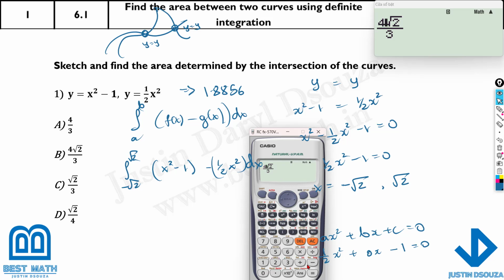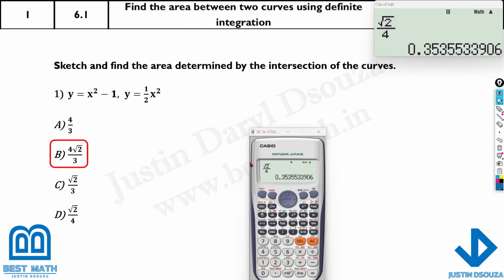But I'll just do the other ones as well. Square root 2 by 3 is wrong. And lastly, we have 2 by 4, which is also not the correct answer. It's wrong. So option B is the correct answer. I hope this is clear. Calculator method for simple problems is very, very straightforward.